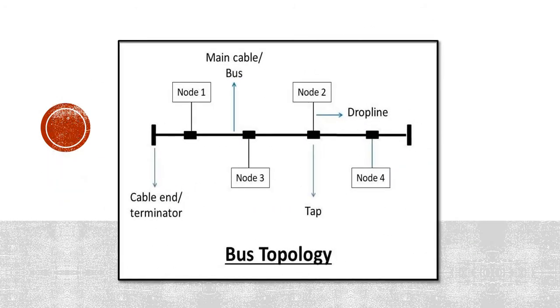This is a simple diagram for bus topology. So this is a cable end, that is a terminator. These are the drop lines through which the nodes get connected, and this is the backbone of your bus topology. Or we can say this is the main cable for the bus.